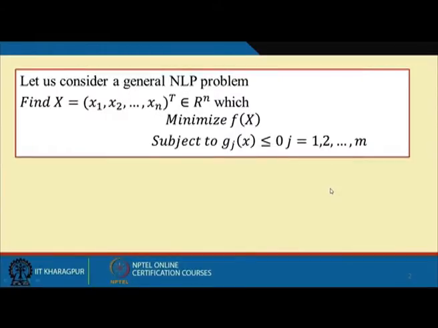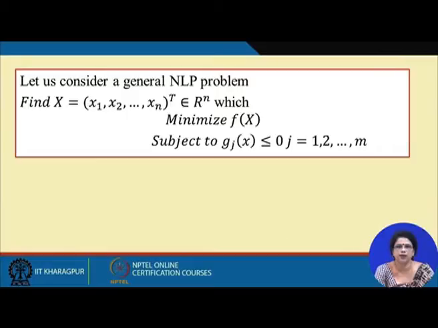Now let us consider again the nonlinear program, that is minimization of f(x) subject to g_j(x) less than or equal to 0. A set of nonlinear constraints are there. In this barrier method, or the interior penalty function method, we are again considering the penalty of not getting the optimal solution. We have to bear it and we will try to minimize the penalty function.